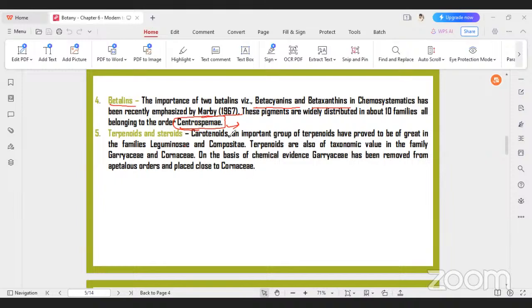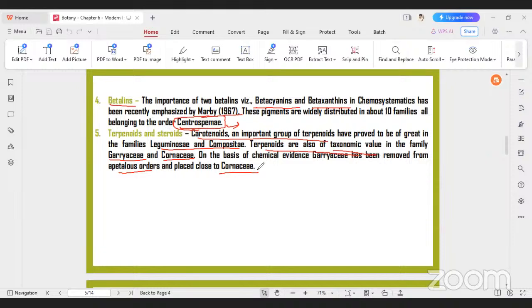Terpenoids and steroids. Carotenoids are an important group of terpenoids. Carotene, one type of terpenoid, has proved to be of great value in the families Leguminosae and Compositae. And this terpenoid, like other secondary metabolites, is of taxonomic aid in the families Garryaceae and Cornaceae. On the basis of chemical evidence, Garryaceae has been removed from the Hamamelidales order and placed close to Cornaceae. So some changes have occurred due to chemical composition.